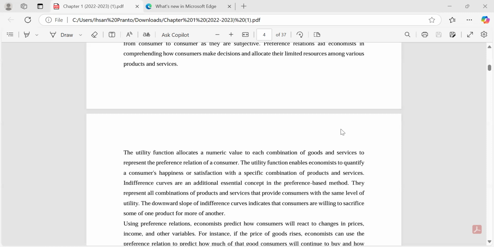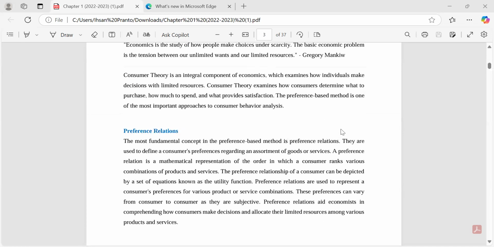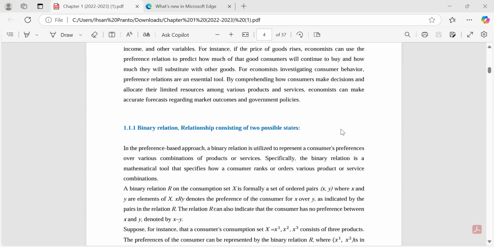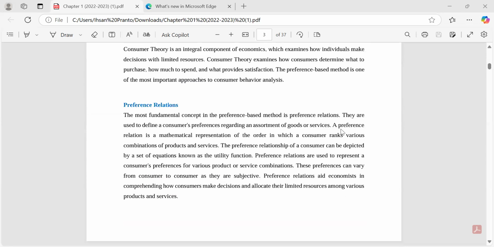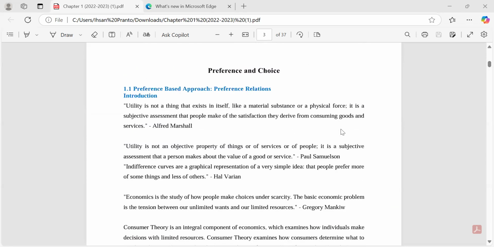Then here mainly we have to see that here also a binary relationship consists of two possible states. Then preference relations can depend on utility. Utility is not something that exists in itself like a material or substance or physical force. It is a subjective assessment that people make of the satisfaction they derive from consuming goods and services. This is said by Alfred Marshall.